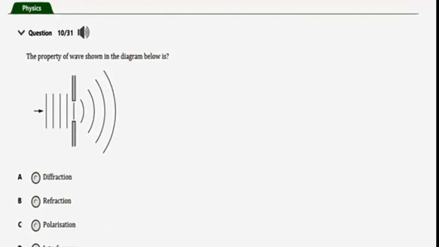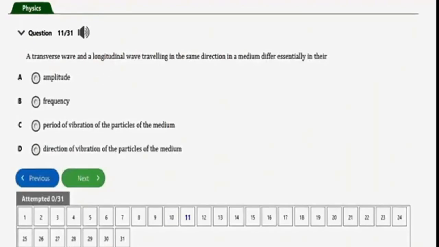The next one will be this question. It says, a transverse wave and a longitudinal wave traveling in the same direction in a medium differ essentially in their. So the correct option to this question is option D, direction of vibration of the particles of the medium. It's not amplitude, it's not frequency, it's not period of vibration of the particles of the medium. So the correct one is option D. Alright, so let's go to the next repeated question, which is this one.